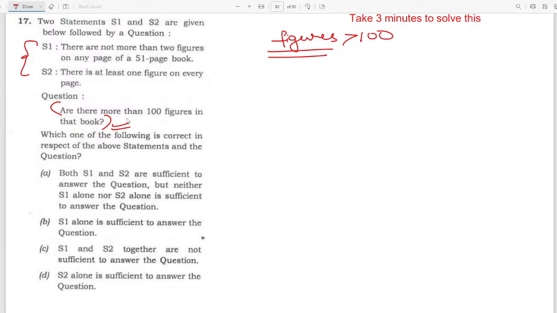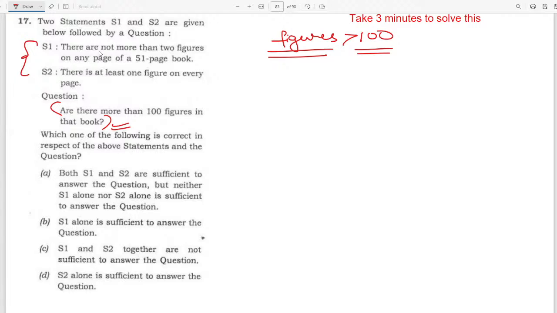We don't need an exact number of figures. They're not asking what the number of figures in the book is. We just have to calculate whether the figures are greater than 100, less than 100, or equal to 100. If we find that out, we'll be able to answer this correctly. So we have to consider statement by statement. We'll read the first statement here.